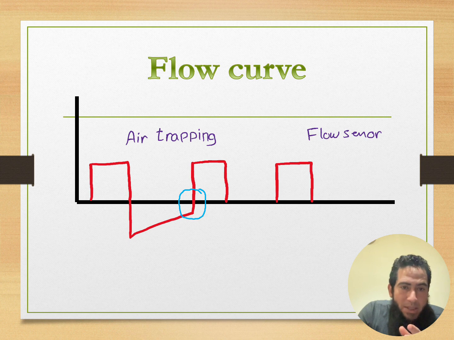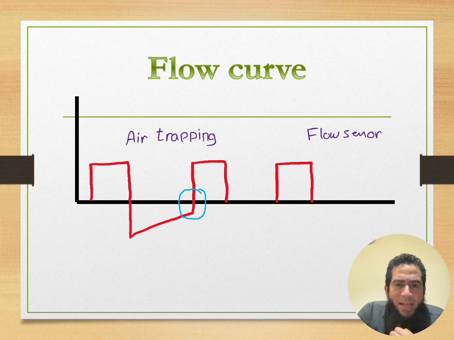So before reaching zero, the next inspiration started. So actually this also gives you an idea there is some sort of air trapping here. And if you have this, you need to increase the expiratory time by manipulating the IE ratio, as we explained before. Okay?